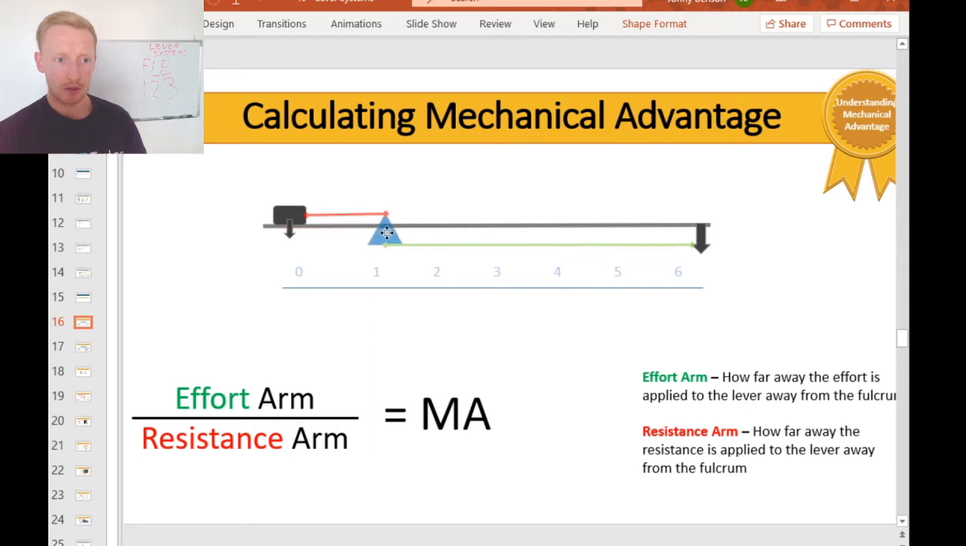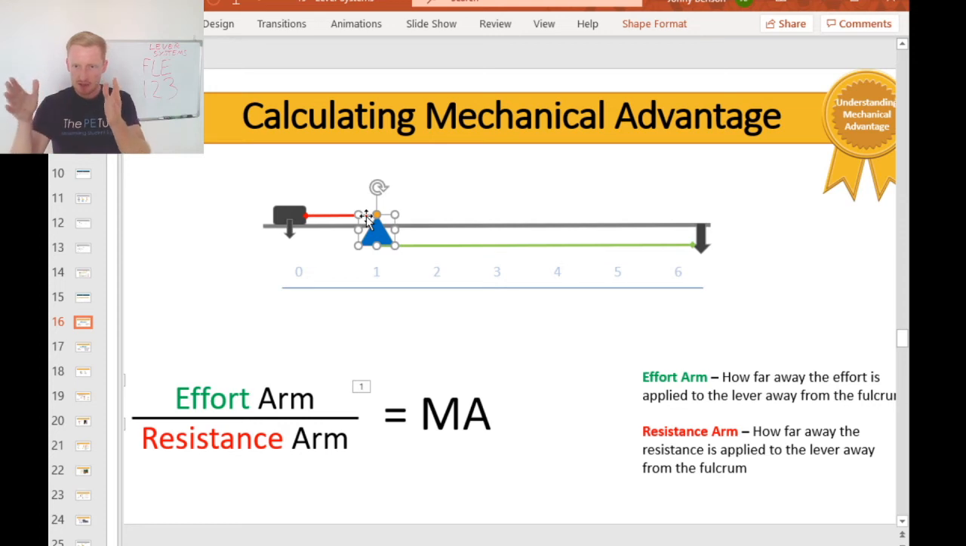However, if we were to increase it now, whereby we've got 5 centimeters of effort arm, and we've only got 1 centimeter of resistance arm, 5 divided by 1 equals 5. That's much greater than 1. We're mechanically advantaged by 5 times. So we can put in a force of 10, and we can overcome a resistance of 50, roughly speaking. Okay, numbers aren't always going to be exact like that, but it just gives you an idea of how we can gear lever systems to help us.